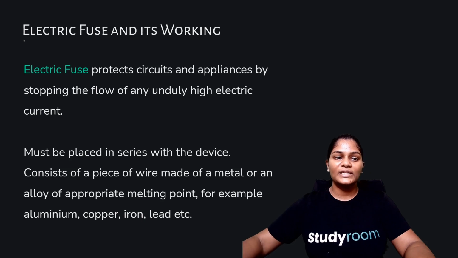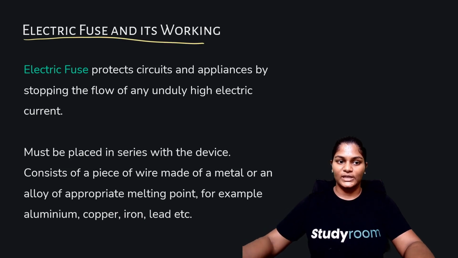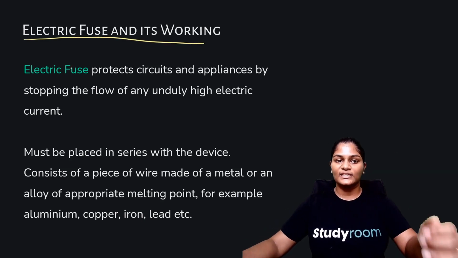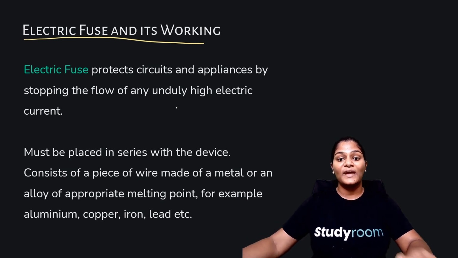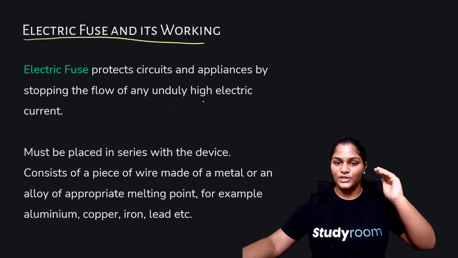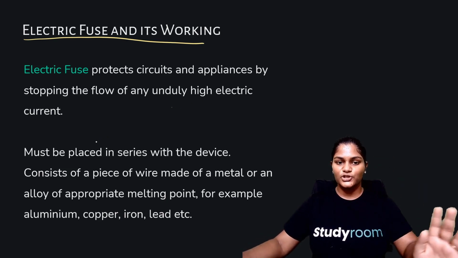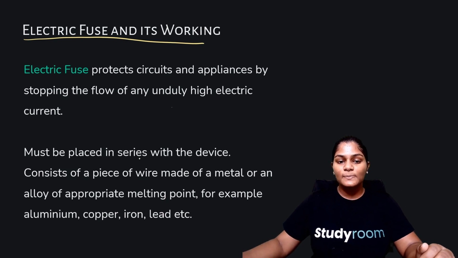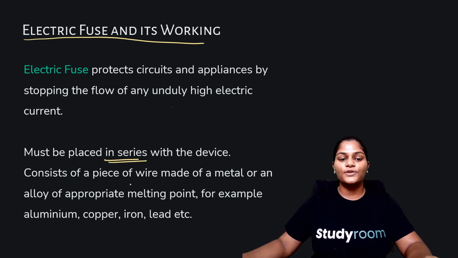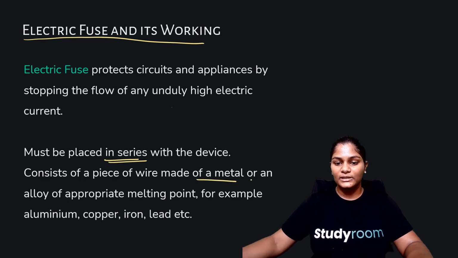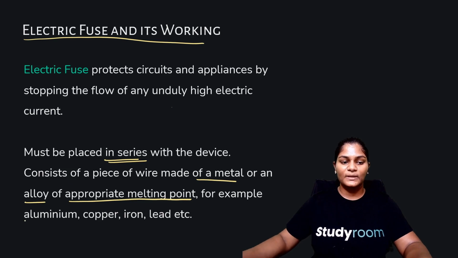So now we're going to study the electric fuse and its working. Let's just read in your PPT once and then we'll explain. It says that the electric fuse protects circuits and appliances by stopping the flow of any unduly high electric current. We'll explain this, just read it once. It must be placed in series with the device, and consists of a piece of wire made of a metal or an alloy of appropriate melting point, for example, aluminium, copper, iron, lead, etc.